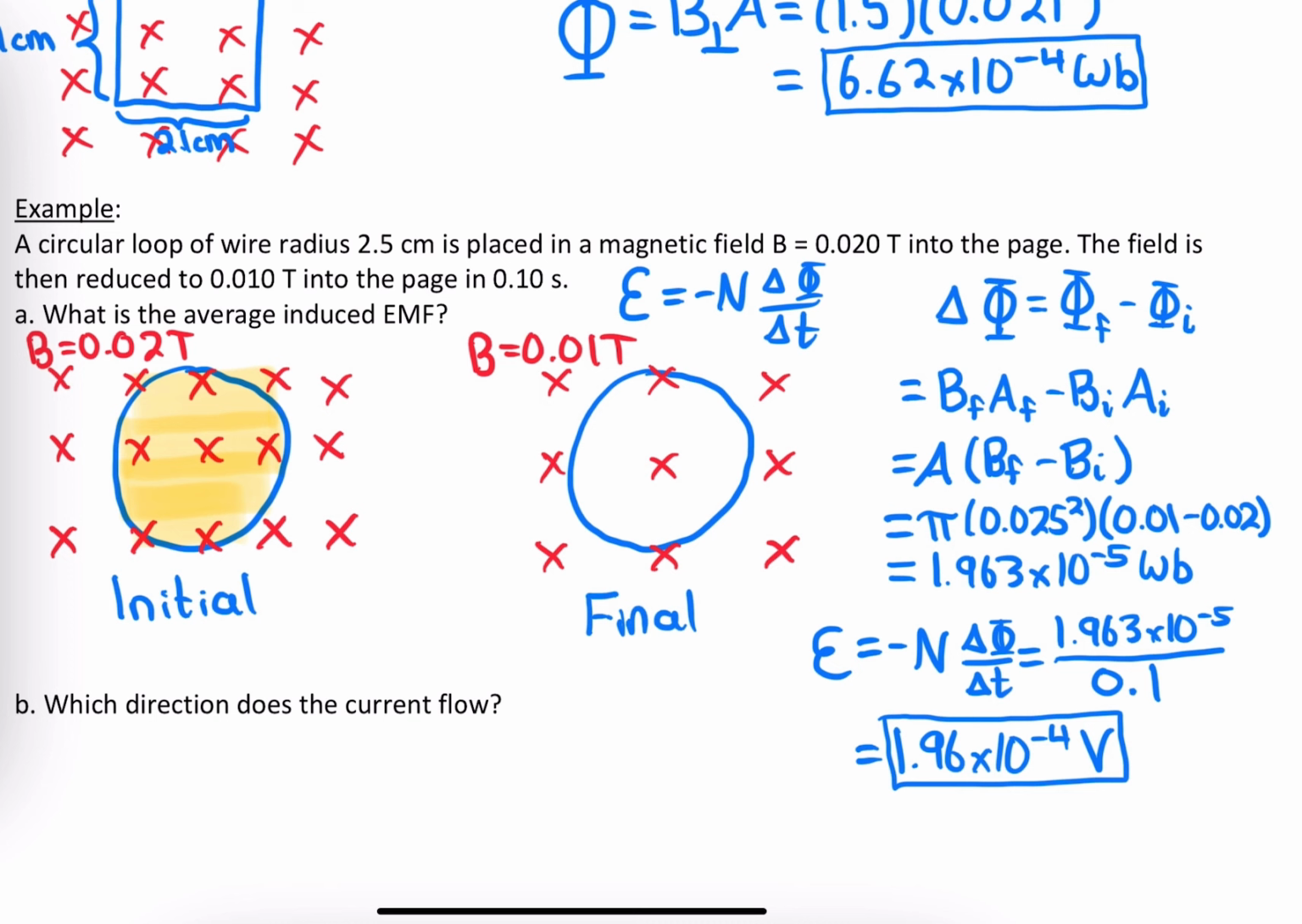And now I have less X's. So I lost X's, and I'm going to try to fight that change. If I just lost some X's and I want to oppose that change, I'm going to create more X's. So which way am I going to run current in this loop in order to create more X's?